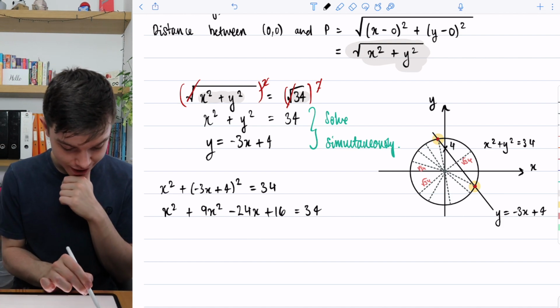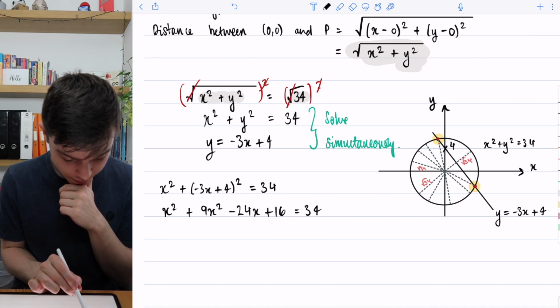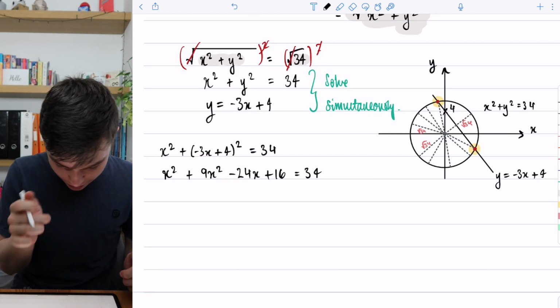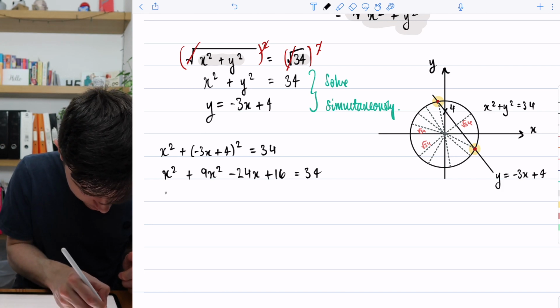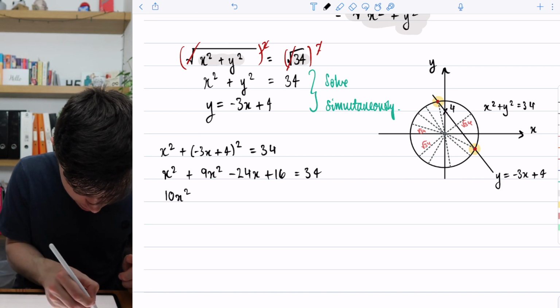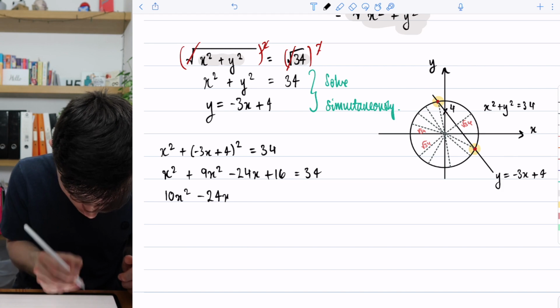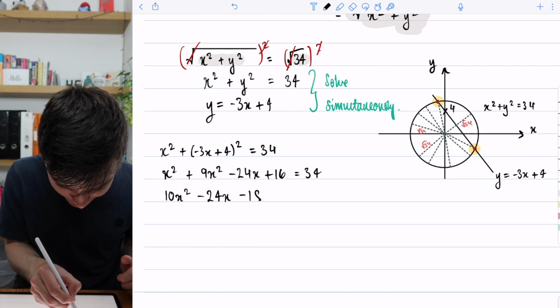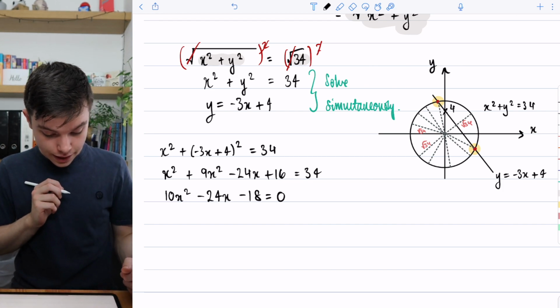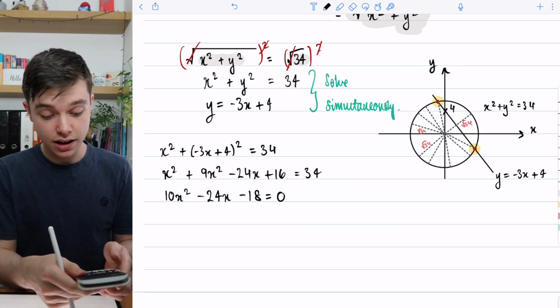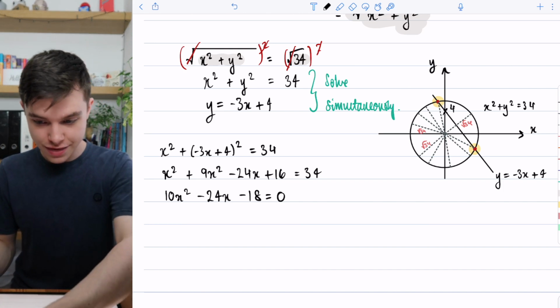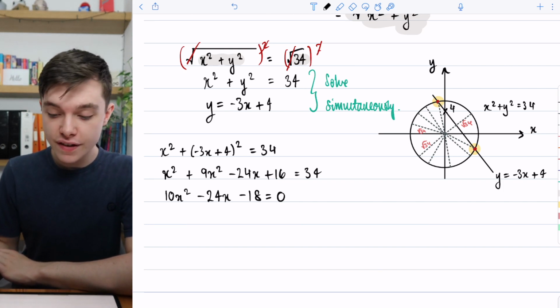Let me double check that. That's 9x squared, minus 24x plus 16. And then if we have the x squared together, that will be 10x squared minus 24x, and take off the 34, minus 18, I think. Hopefully that's right. I have a calculator right next to me, so we could just do a little bit of cheating. Perfect. Then what we need to do is solve that quadratic.